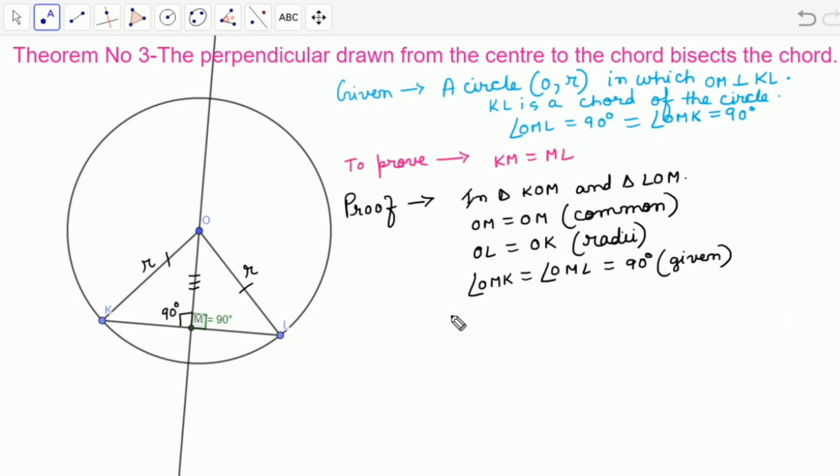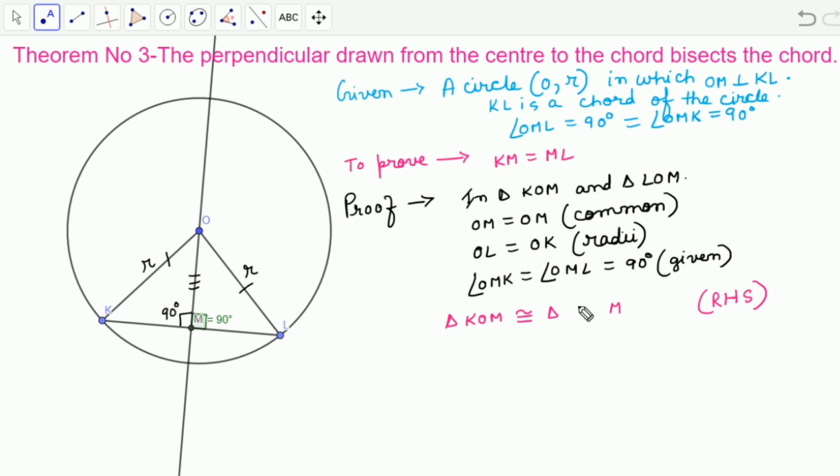So what we get to know is that triangle KOM is congruent. Now how is it congruent? 90 degrees, right angle, the side opposite to the right angle is the hypotenuse, and OM is any side. So by RHS congruency we have found that these two are equal. Now see KOM: if we write the name as KOM, the point M is at last, so obviously M will be at last, right? Now KO is equal to OL.